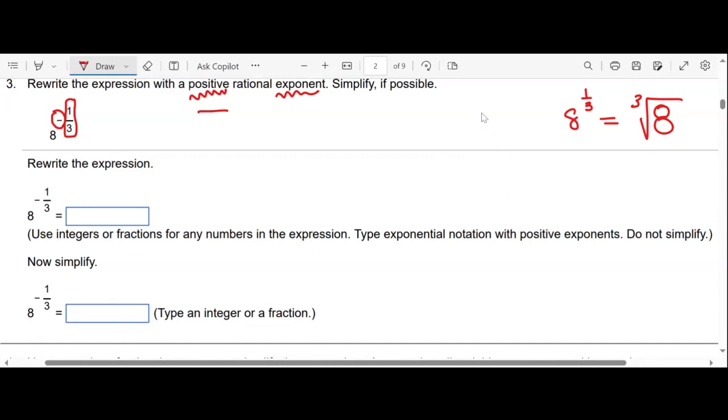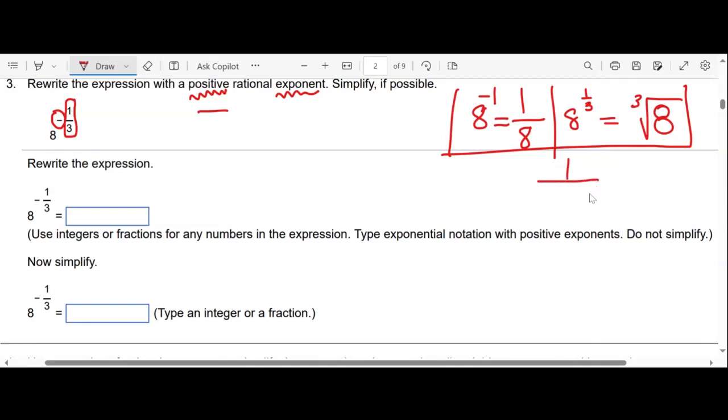Okay? What does it mean when I have 8 to the power of negative 1? It means 1 over 8. So if you want to combine this together, how does it look? It's going to be 1 over cube root of 8. What's the cube root of 8? 2. So that's your final answer.